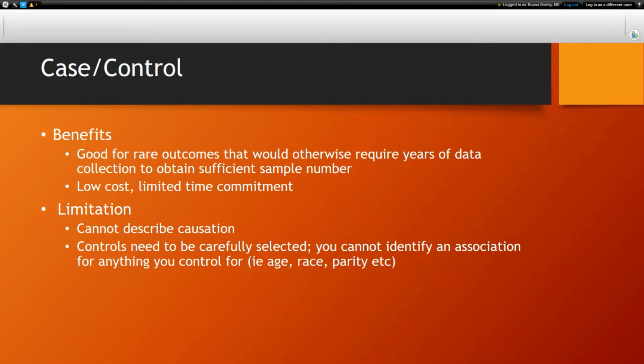And there's a lot of different ways that people match cases and controls. Sometimes you just pick, usually not more than 1 to 3 factors to control for.